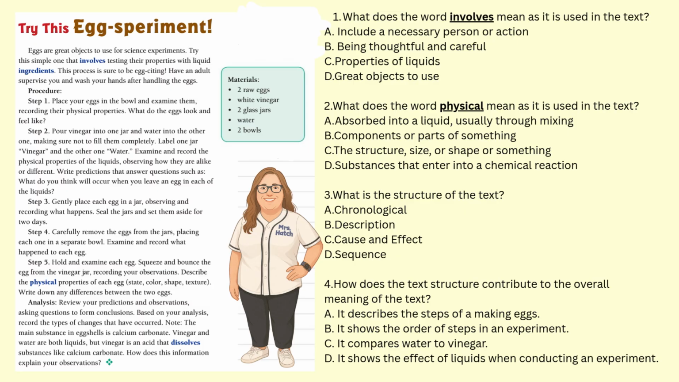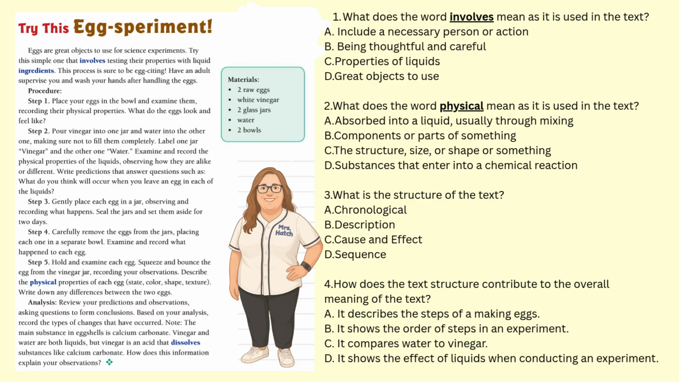So remember, text structure. We have 6 different text structures that we can look at. So out of the 6, which one of these is the text structure of the text? A, chronological. B, description. C, cause and effect. D, sequence. Make sure you put your answer down on your paper.